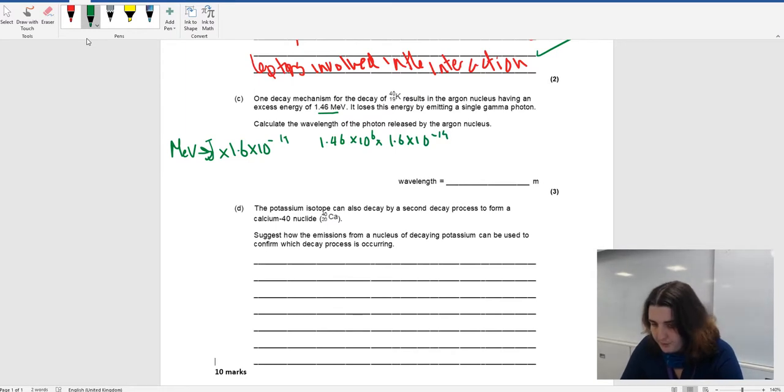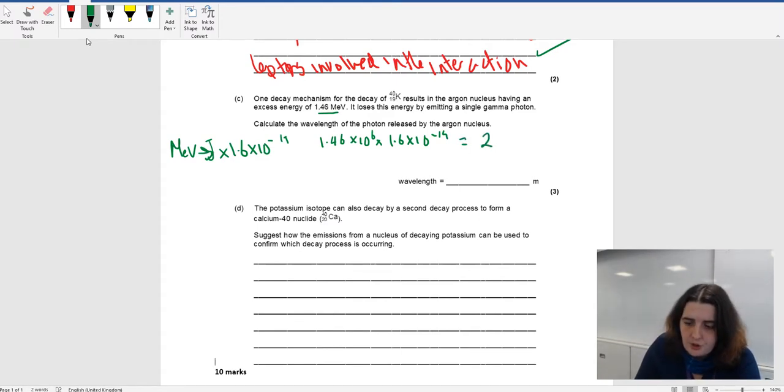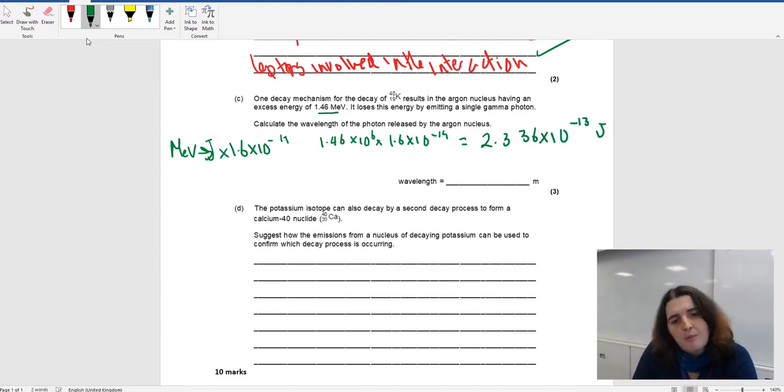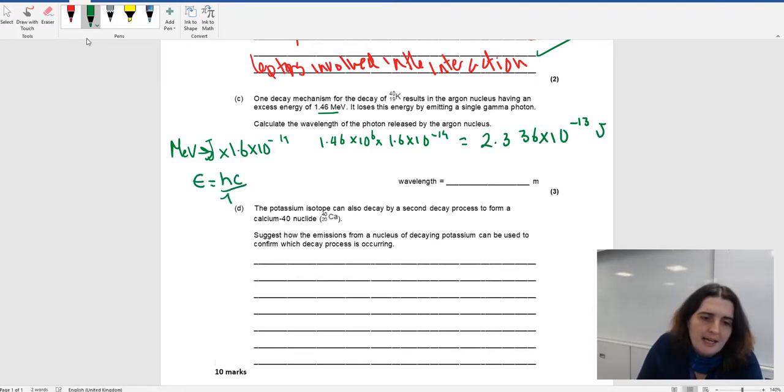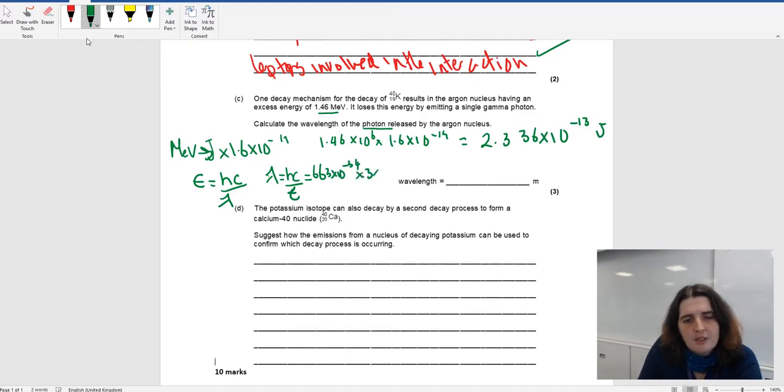And that equals, I get an answer of 2.336 times 10 to the minus 13 joules. And of course, I'm after the wavelength. So I'm going to use energy equals hc over lambda. That's the energy of a photon. So lambda equals hc over the energy. So that's going to be 6.63 times 10 to the minus 34 times 3 times 10 to the 8, all over my 2.336 times 10 to the minus 13.